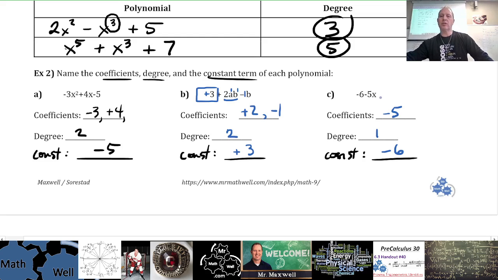Finally, coefficients, just 1. That's -5. The degree is 1 because that's the largest exponent on any of the variables. And the constant is -6 right here, -6. You guys good with that? Yeah? Awesome.